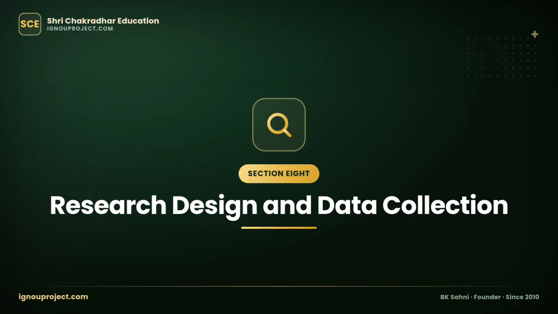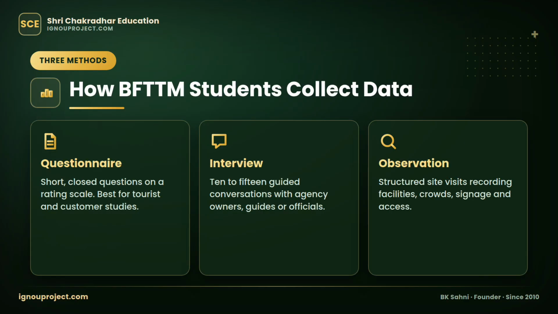Now to the part that turns an approved plan into an actual project. The data. There are 3 practical routes, and most good projects use 2 of them. A short questionnaire with closed rating scale questions, ideal for tourist and customer studies. Guided interviews, perhaps 10 to 15 conversations with agency owners, guides, or tourism officials. And structured observation, where you visit the site and record facilities, crowd flow, signage, and access against a prepared checklist.